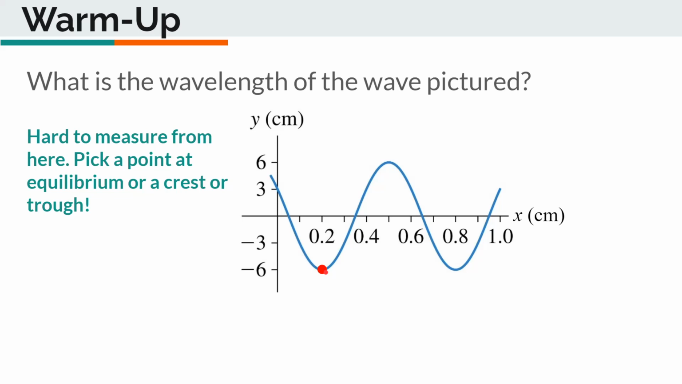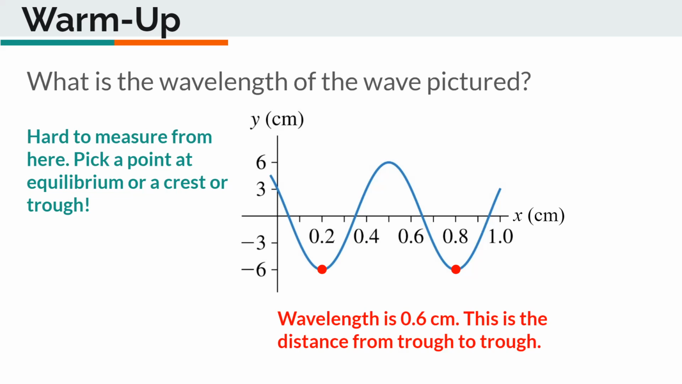So I'm going to use this trough, and one full wavelength is going to be to the next trough. And so if I want to find the wavelength, I'm looking for the length of this wave, the horizontal distance from point 2 to point 8, which of course is 0.6. And so the wavelength of this wave is 0.6 centimeters.